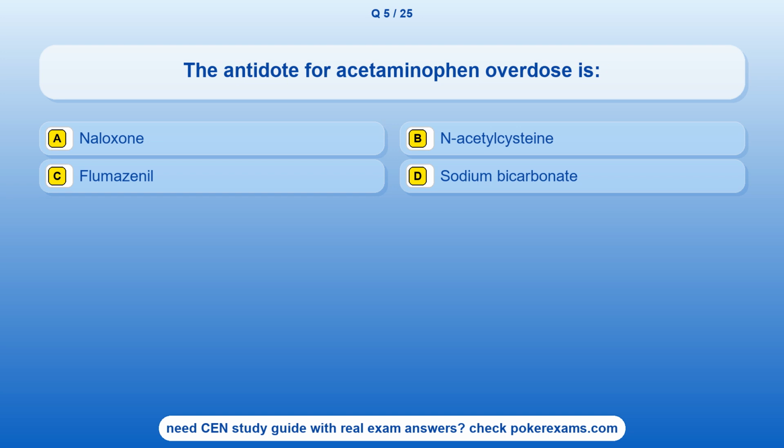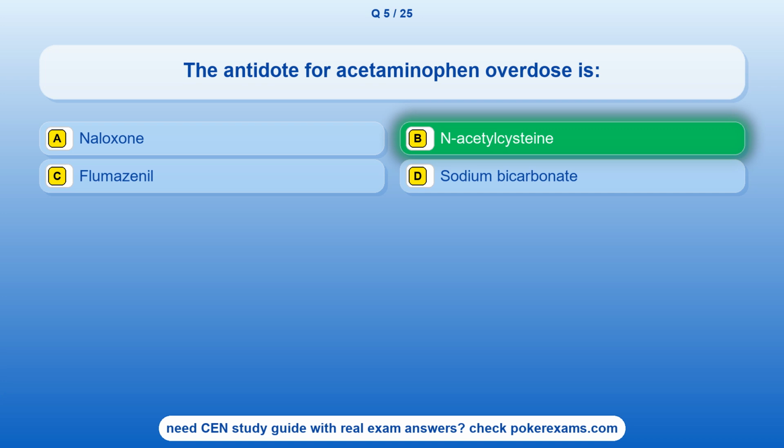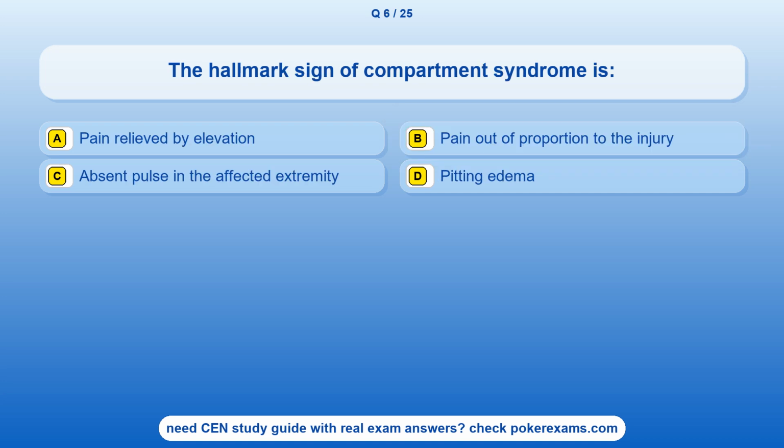Question 5. The antidote for acetaminophen overdose is: Option A. Naloxone. Option B. N-acetylcysteine. Option C. Flumazenil. Option D. Sodium bicarbonate. The correct answer is option B. N-acetylcysteine.